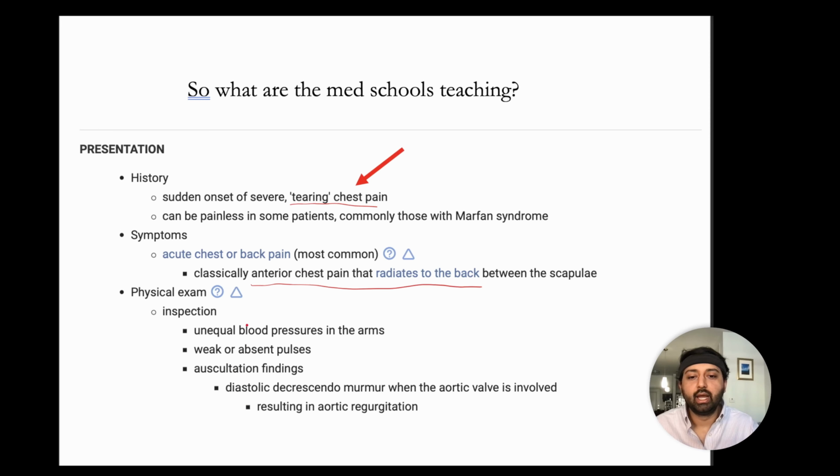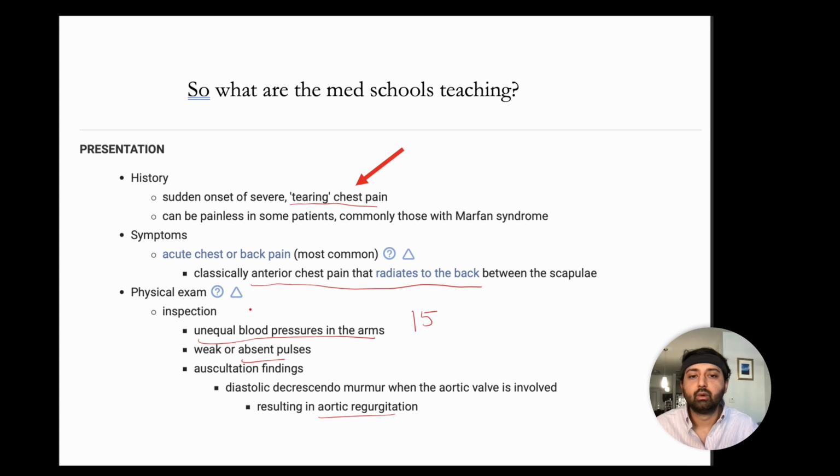And then what they love is that there's unequal blood pressure in the arms. Typically, this is described as about a 15 millimeters of mercury difference. You might have a pulse deficit. So for example, you could have a pulse in the right arm, but not on the left. And then you might have an aortic regurg murmur.